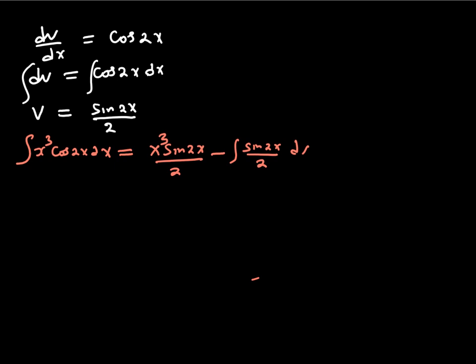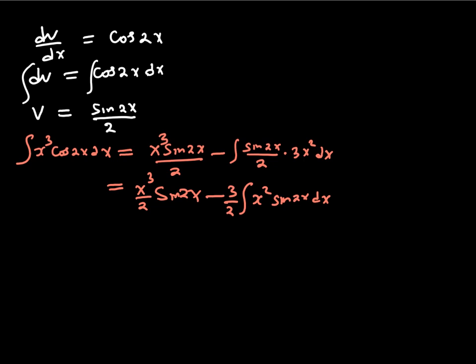No, there is a mistake still. We have not substituted for du dx. Remember, du dx is a function which is 3x squared. So we are still moving on, looking at this as x cubed over 2 sine of 2x, minus 3 over 2 times the integral of x squared times sine of 2x dx.